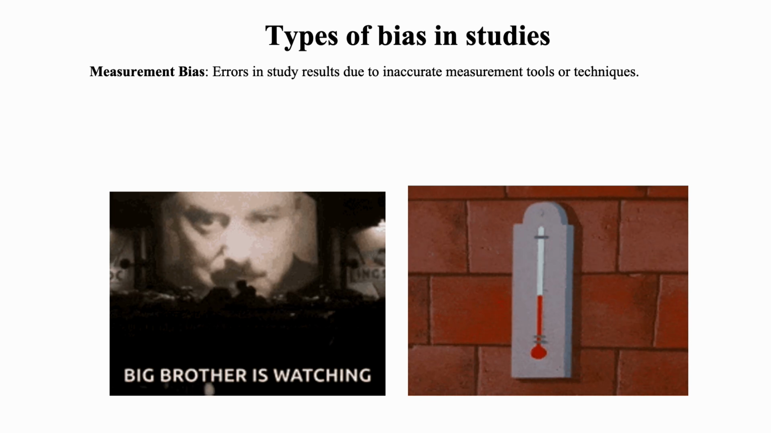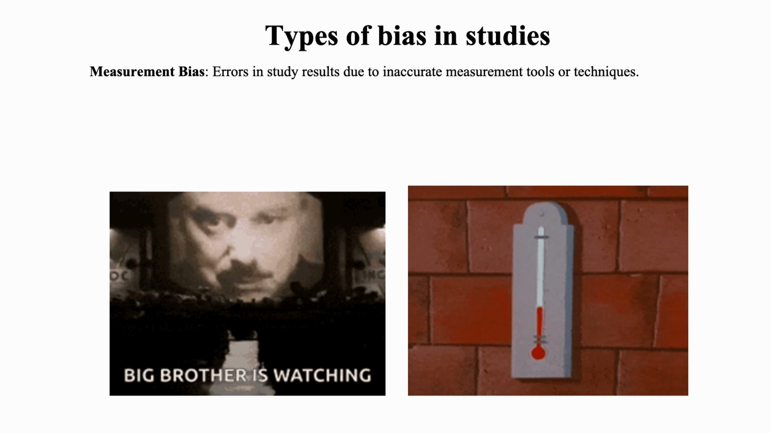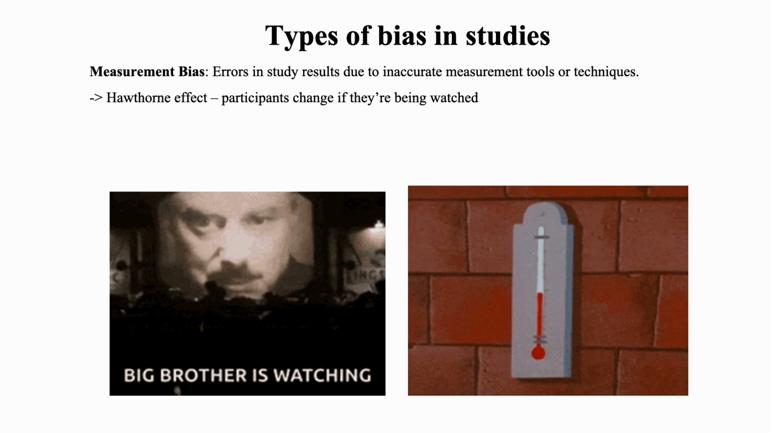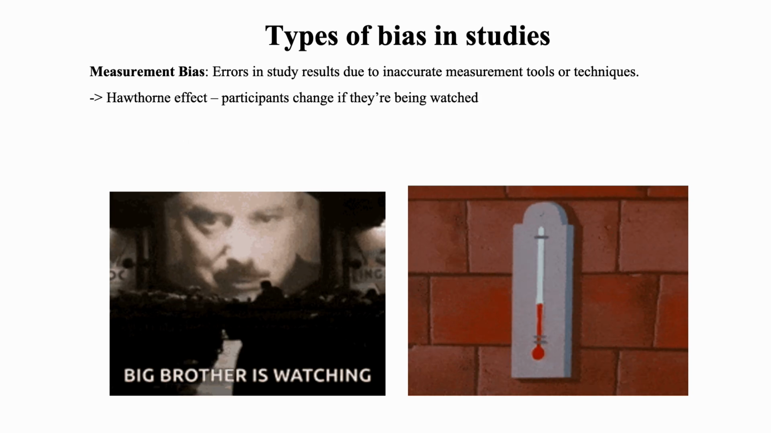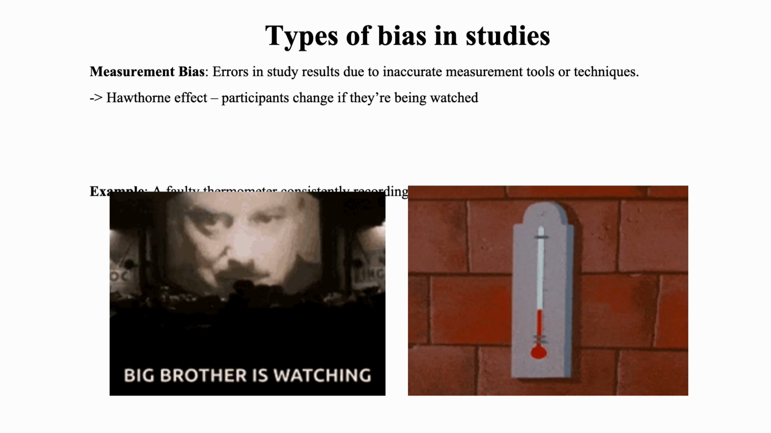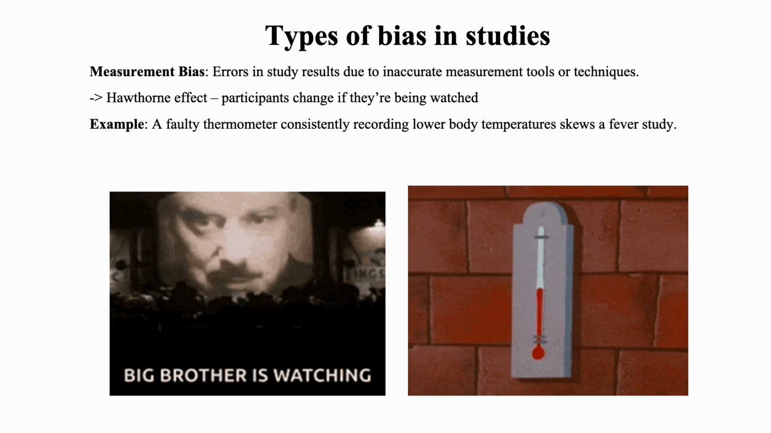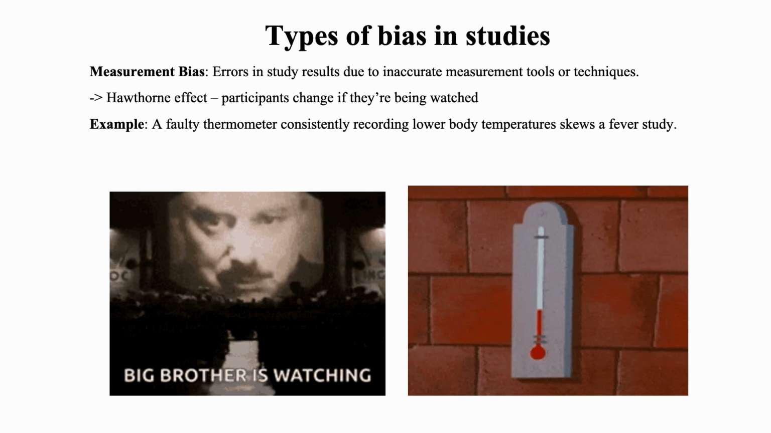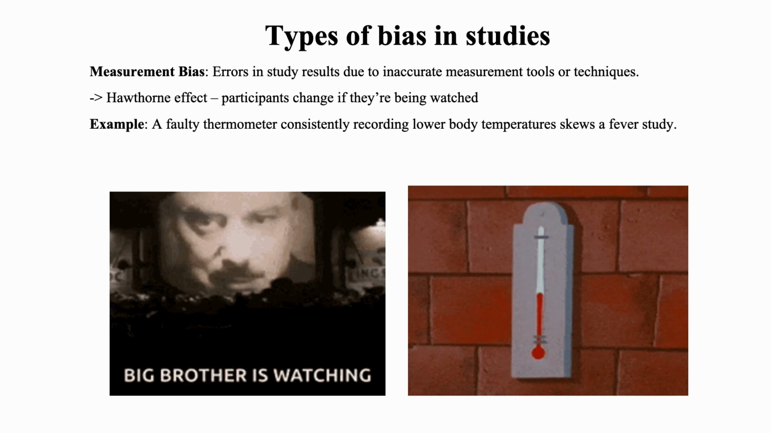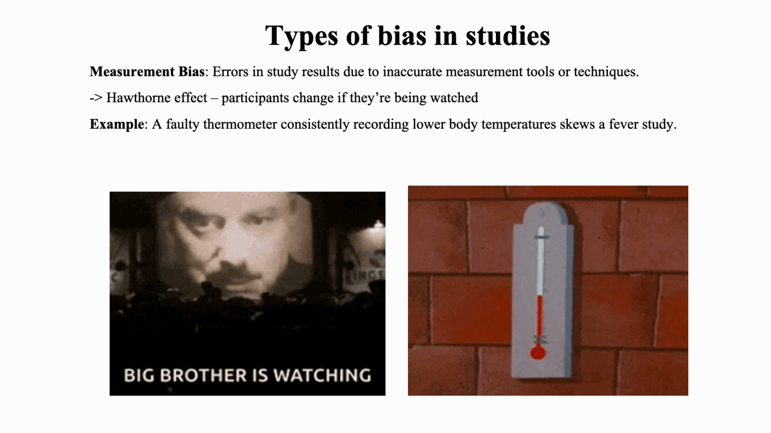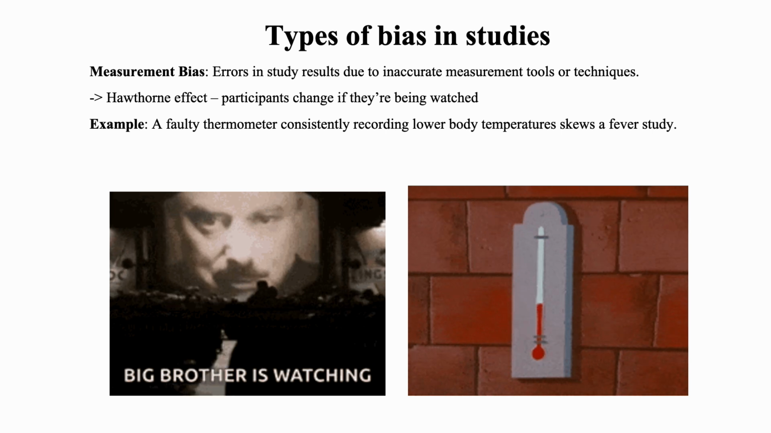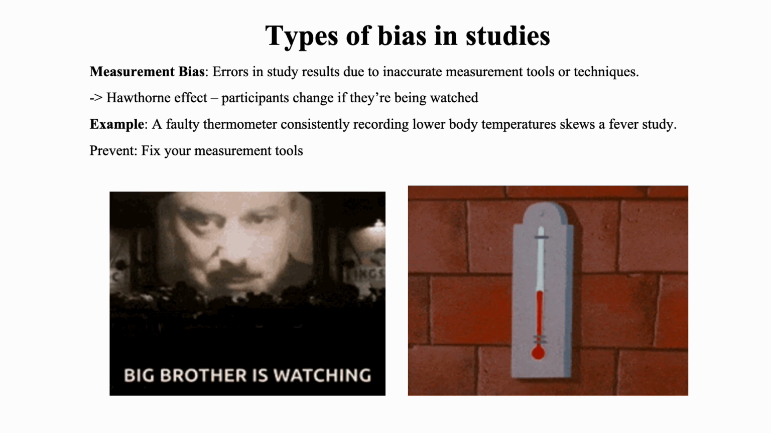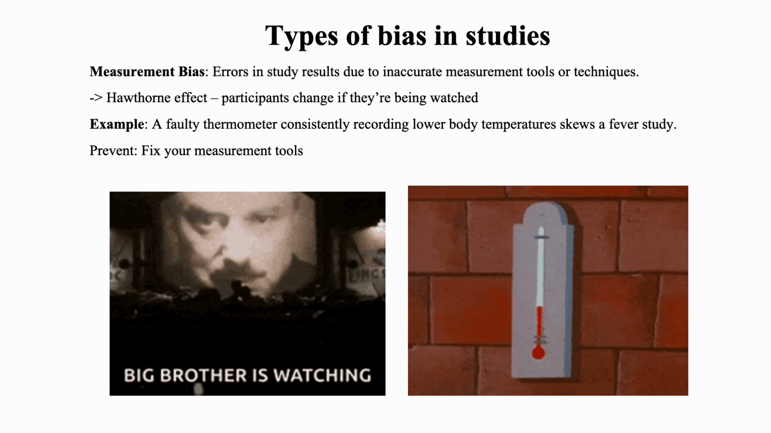All right, another type of bias is measurement bias. These are errors in a study that occur due to inaccurate measurement tools or techniques. A specific type of measurement bias is the Hawthorne effect, when participants change their behavior if they're being watched. Another example of measurement bias is a faulty thermometer that consistently records a lower body temperature. It can skew the study if you're using temperature as one of your metrics.